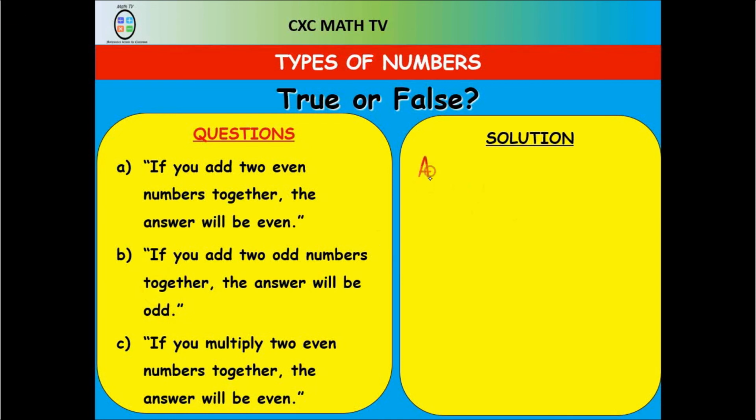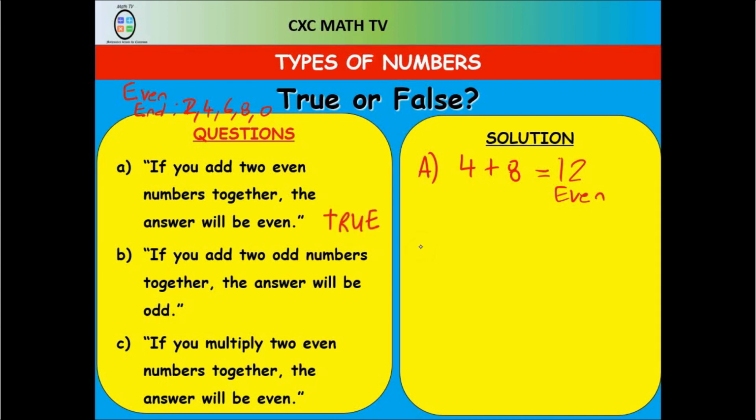Okay, so look at it now. Let's check with an example. 4 plus 8. Remember, even numbers end with what? Even numbers end with 2, 4, 6, 8, or 0. So I'm just adding 2 even numbers. 4 and 8 is 12. But 12 ends with a what? 2, which is still even. So part A is what? True or false? True. This is true.